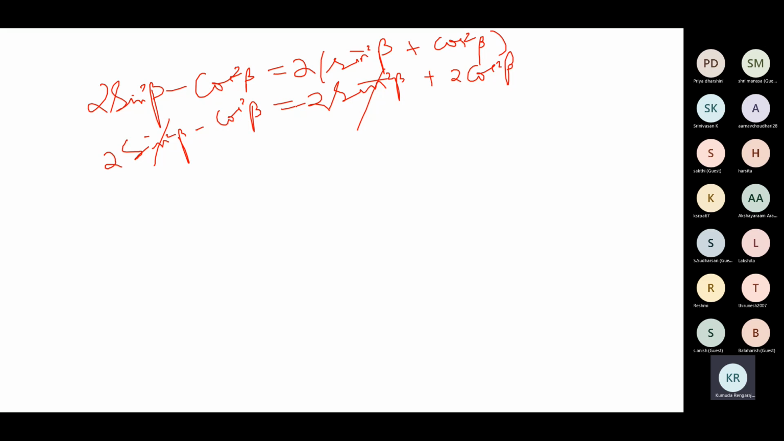You can write 2 as 2 into sine square beta plus cos square beta because it's the same as 2 into 1, which is 2.